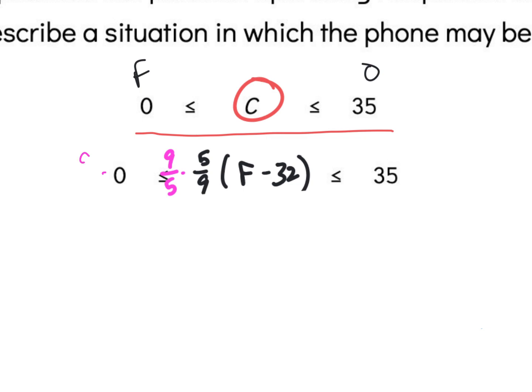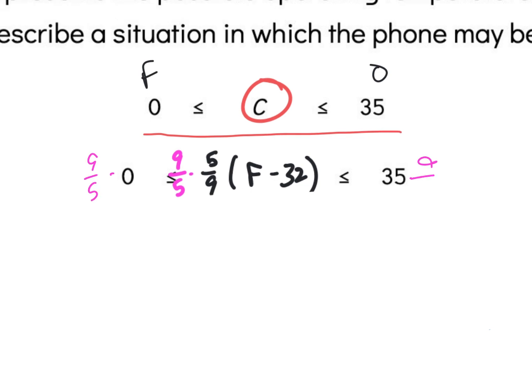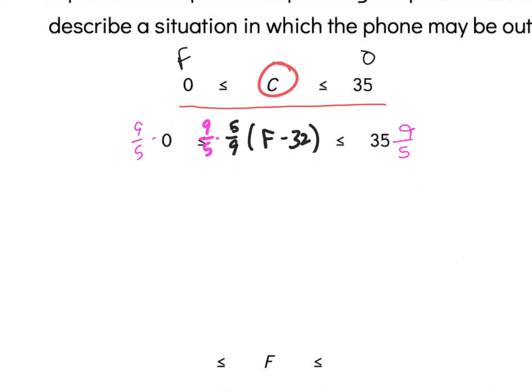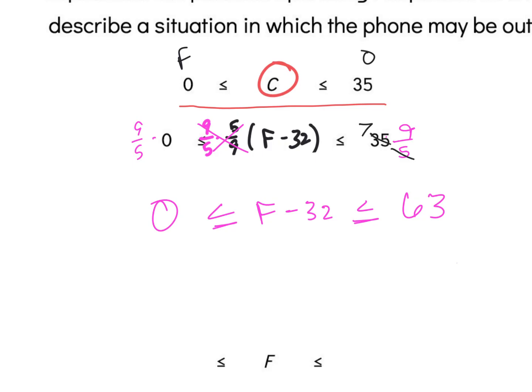So we multiply by 9/5 on all sides, right? So this cancels. This is just 0 is now less than or equal to F minus 32, which is less than or equal to 63, because 5 into 35 makes 7. 7 times 9 is 63. Great. Add 32 to everything.